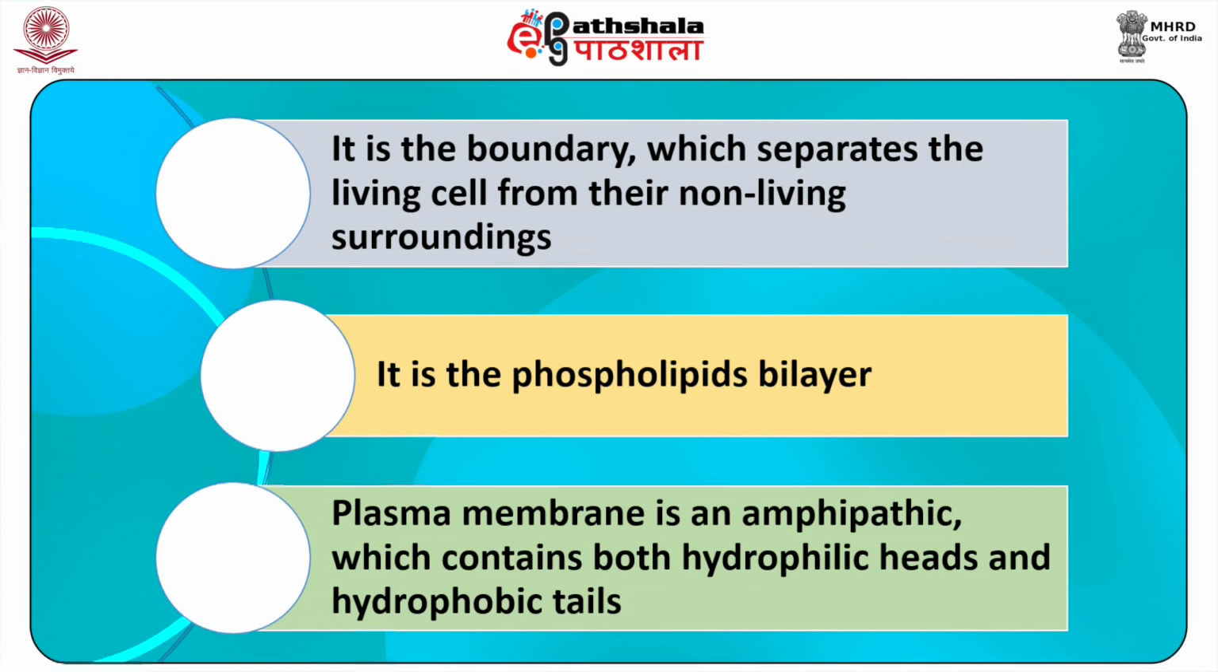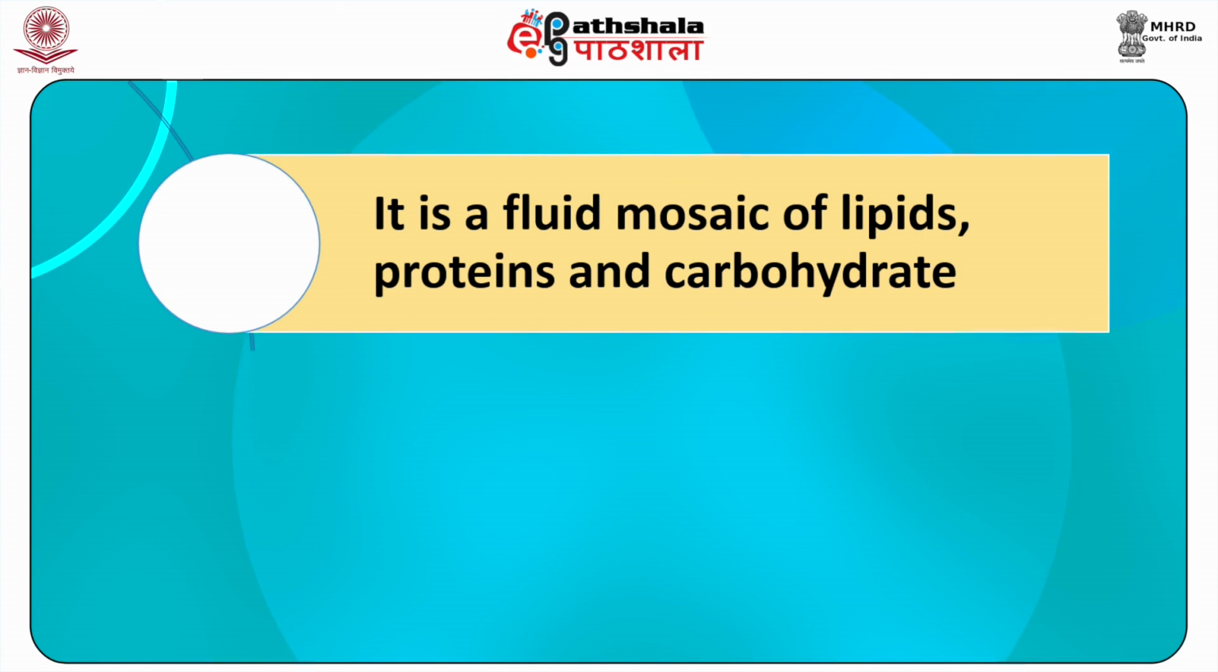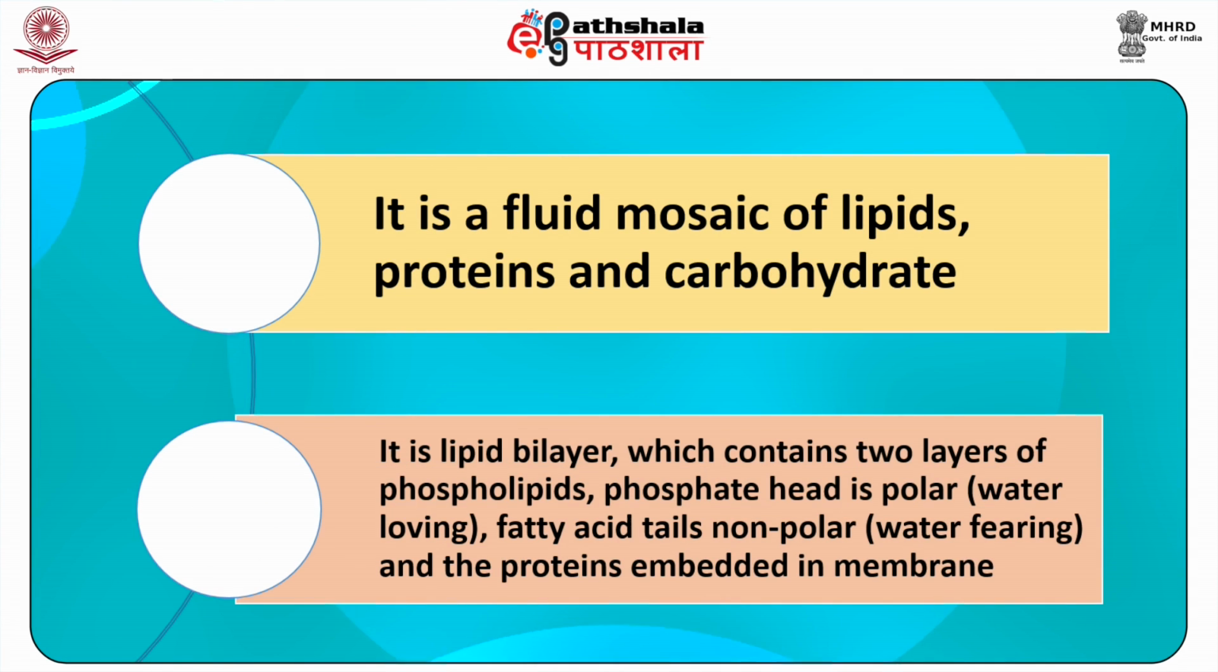Plasma membrane is amphipathic, which contains both hydrophilic heads and hydrophobic tails. It is a fluid mosaic of lipids, proteins and carbohydrates. It is a lipid bilayer which contains 2 layers of phospholipids. Phosphate head is polar, that is water loving. Fatty acid tails are non-polar, water fearing, and the proteins are embedded in the membrane.